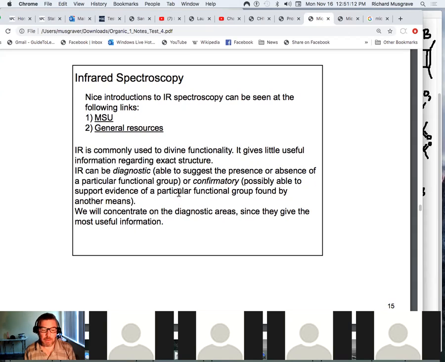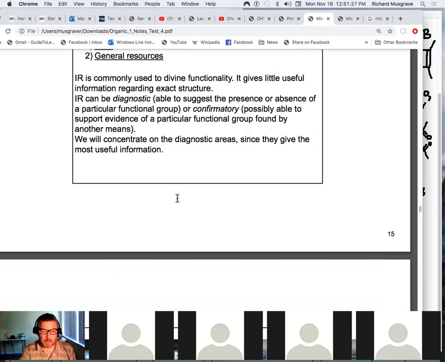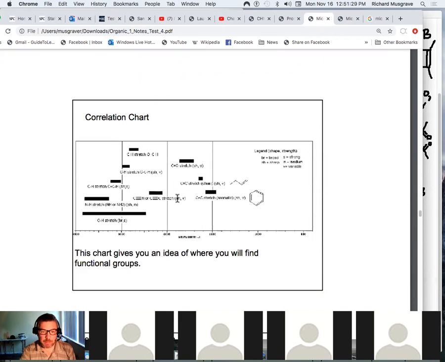So we're going to focus first of all on the diagnostic peaks. Now, the diagnostic peaks will allow you to determine whether or not a functional group is present or absent. That's going to be the focus. So let's look at what an infrared spectrum looks like.